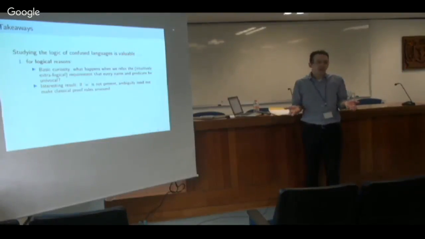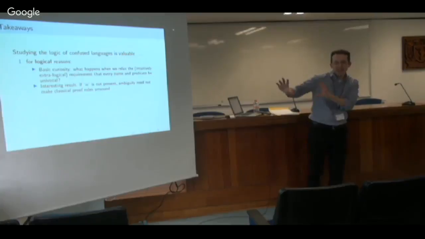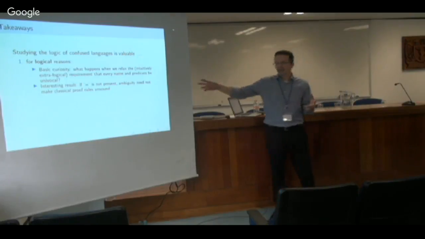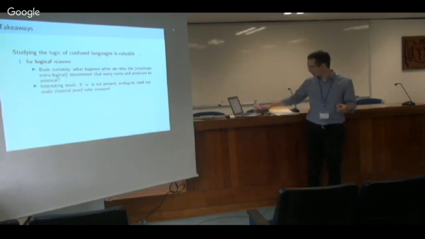Furthermore, we get this interesting result that at least if we leave the identity predicate to one side, ambiguity does not mess up the classical proof rules. Which is weird, because one of the reasons people give for why you should study formal logic in the first place is, oh yes, natural language is full of ambiguities and it leads to all these errors. It doesn't lead to any errors. We can use those same proof rules and it won't lead us to errors if we just have the right semantics.